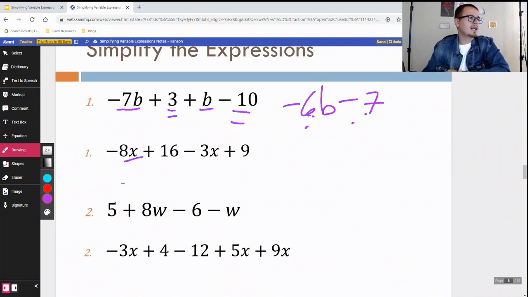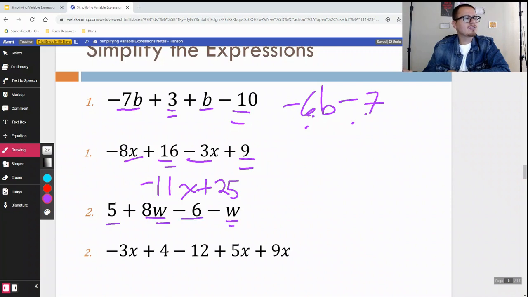Let's see. I got my negative 8x and a negative 3x. So I know that's going to be a negative number because they're both negative, getting more negative. That's a negative 11x. Positive 16, positive 9 makes a 25. It's a good number. I like that number. We got our constant terms.